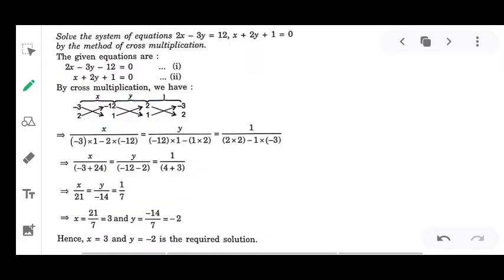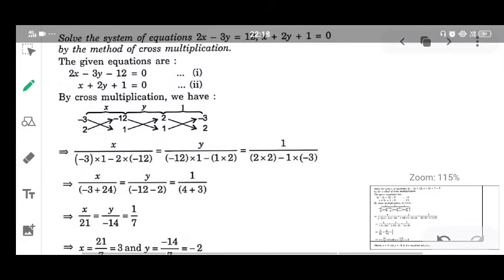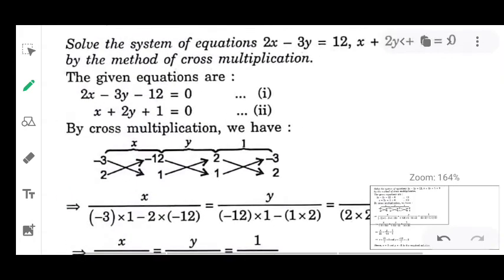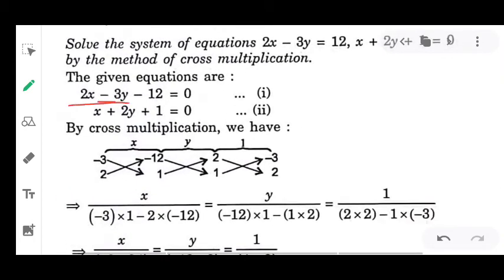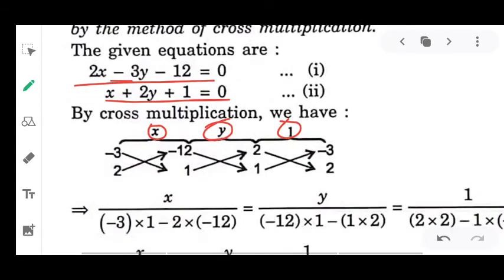Next example, solve the system of equations 2x minus 3y equal to 12 and x plus 2y plus 1 equal to 0. So write the given equations in standard form. So this will be 2x minus 3y minus 12 equal to 0, this is equation 1, and x plus 2y plus 1 equal to 0, this is equation 2. Now write x, y and 1 like this. Then below x write the coefficients of y, that is minus 3 and 2. Then write the constant part, minus 12 and 1.